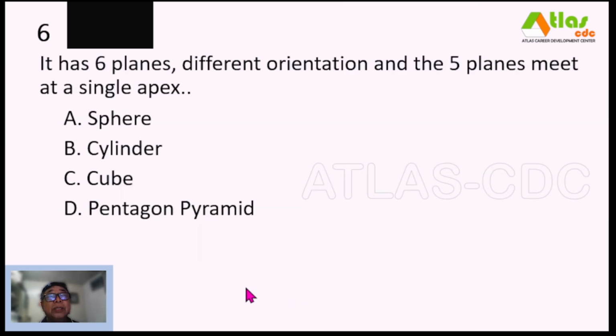Number 6. It has 6 planes, different orientation, and the 5 planes meet at a single apex. A. Sphere. B. Cylinder. C. Cube. And D. Pentagon pyramid.